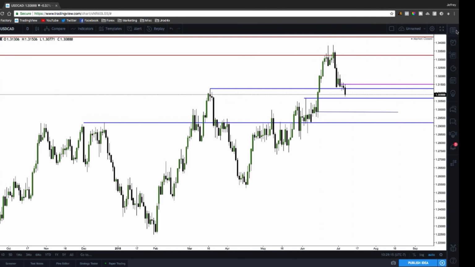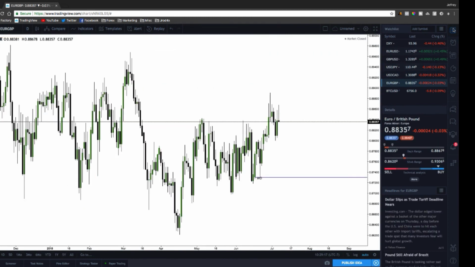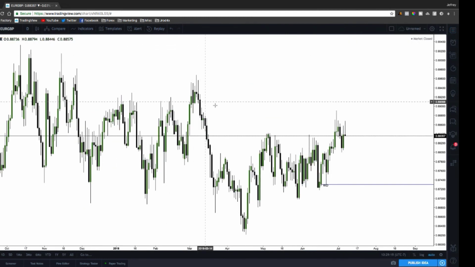So that's pretty much all the pairs I think I have to go over. Let's take a look at Euro GBP. Again, pretty much the same outlook on Euro GBP. Not a ton of movement, but we are out of that range, at least above this consolidation. We've traded back, found some support at this ICT bullish order block, and we've seen the market start trading higher from there. So that's a good sign overall.